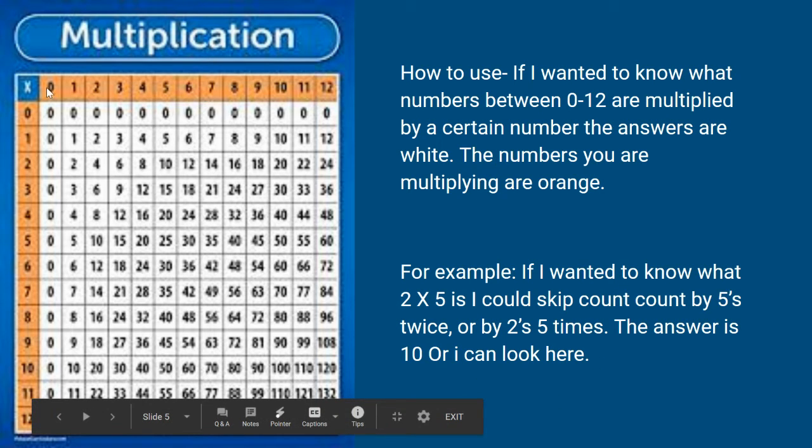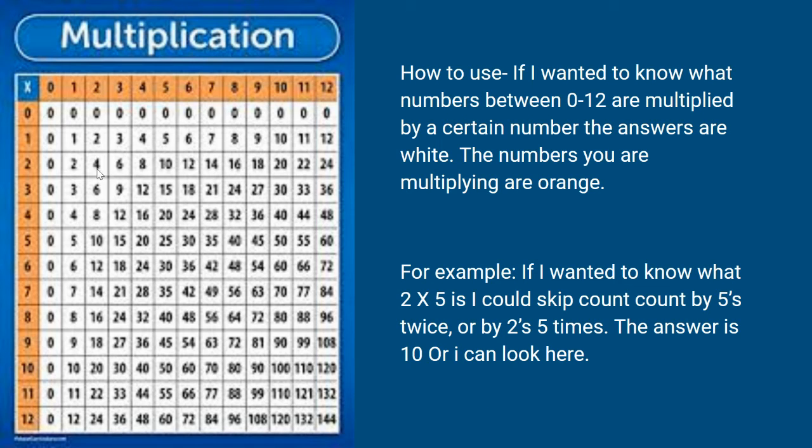So 2 times 5. So I could look for the 2 here and go down to the 5th, which is 10. Or I could go to the 5 here and go down 2, which is 10. Yeah, I have the 2 here, the 5 here. So just make sure you're matching up the row and the column where they meet up exactly, and that will give you your answer.